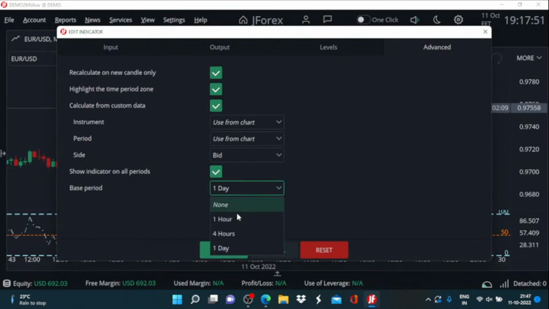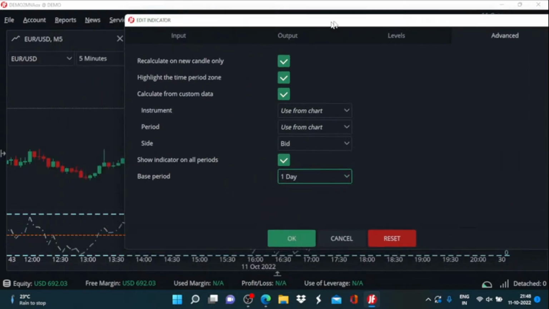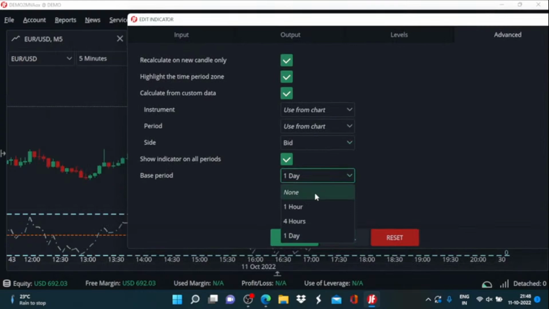Base period can be none, hourly, 4 hours, daily. So that usually is not going to make much of a difference, as you can notice from the chart, the plotting of the indicator, even when I am varying this base period.